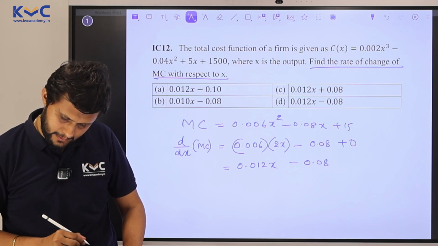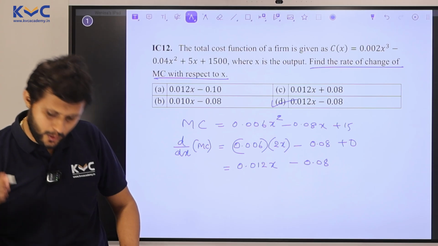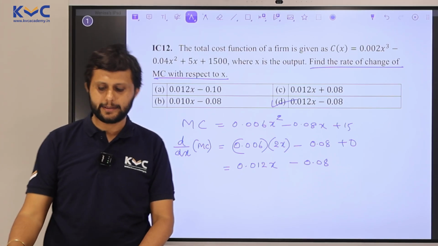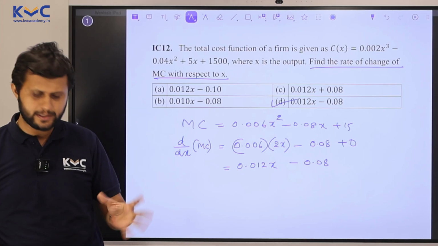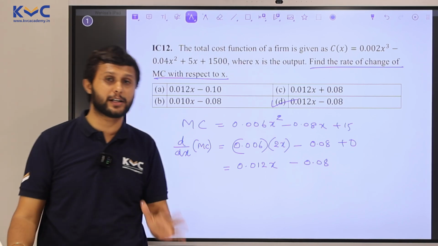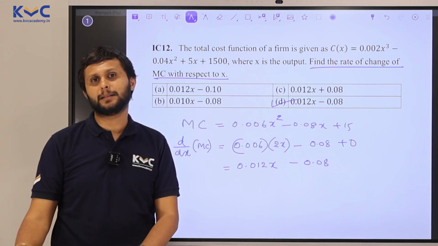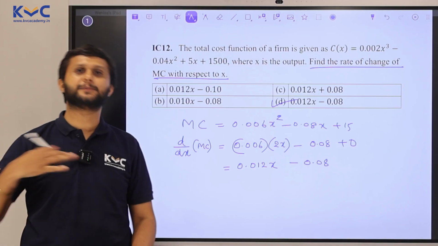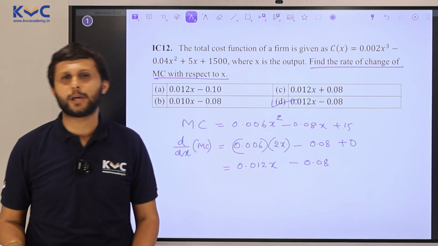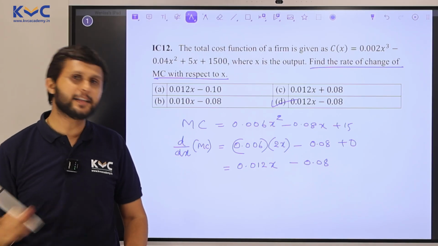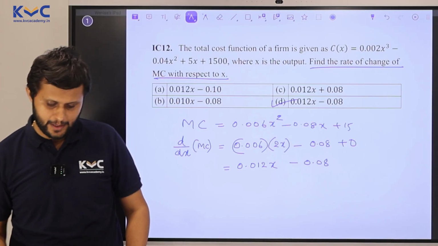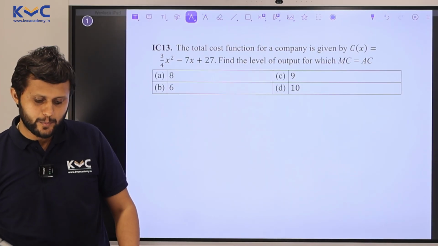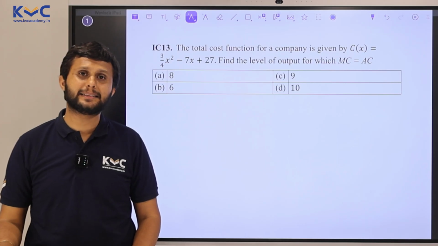0.12x. Okay, that's option D. Option D is the right answer. So small change. This was not given in the first introduction. I had given only till marginal cost, but if you have to go one step further, rate of change of marginal cost, we need to differentiate the differentiated function. That's number 12. We'll move on to the next question, question number 13.